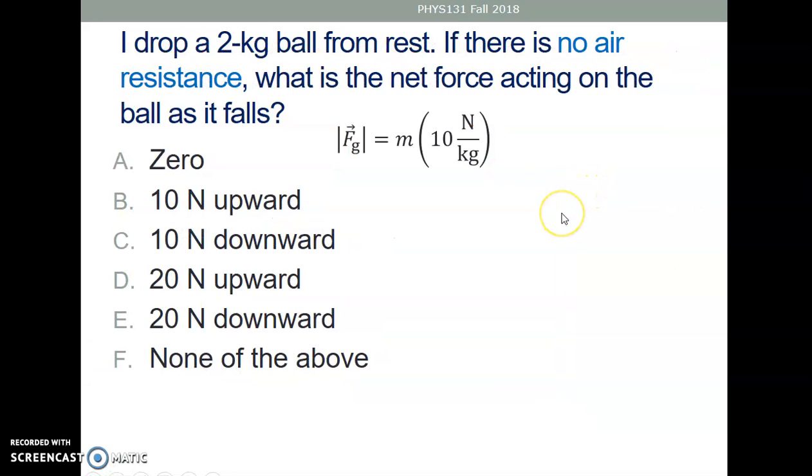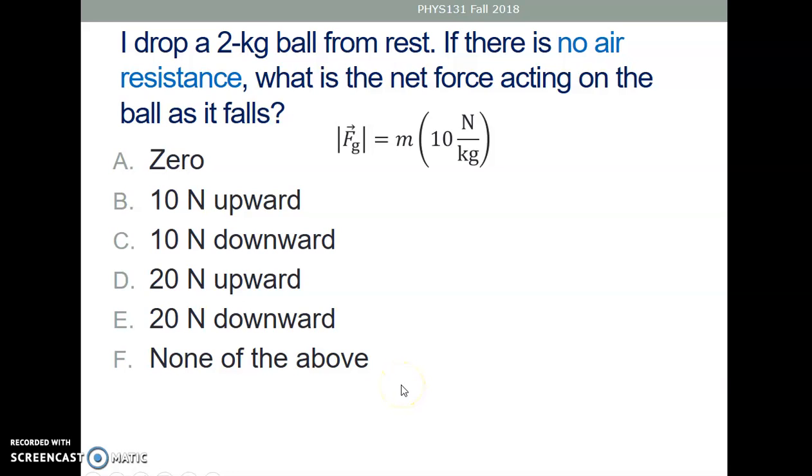All right, I drop a 2-kilogram ball from rest. If there is no air resistance, what is the net force acting on the ball as it falls? Okay, and we're using the approximation of 10 newtons per kilogram as the gravitational field strength. Okay, so what is the net force acting on the ball as it falls? A, 0, B, 10 newtons upward, C, 10 newtons downward, D, 20 newtons upward, E, 20 newtons downward, and F, none of the above. Okay, pause your video, make your selection.